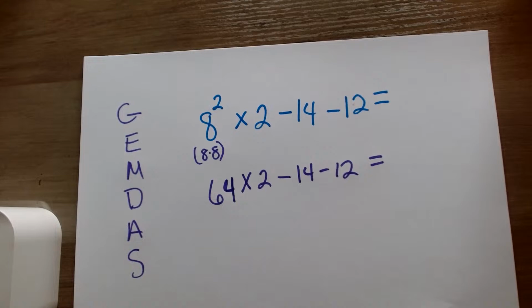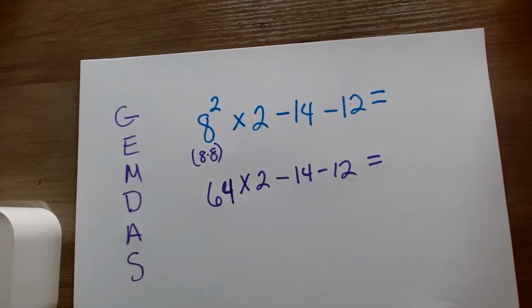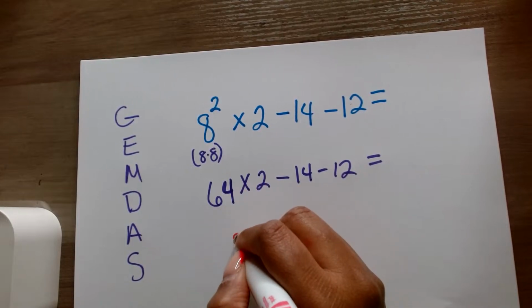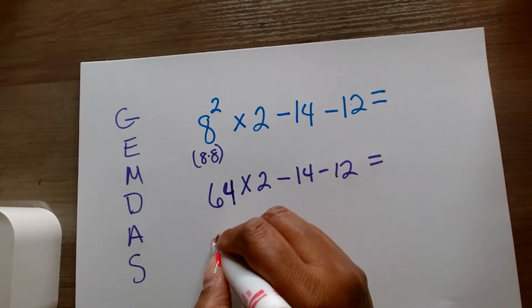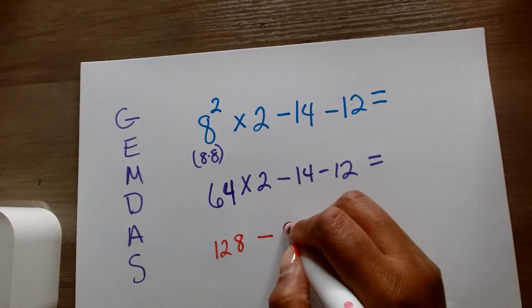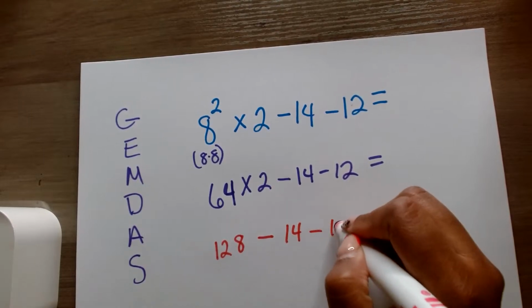So now we are at multiplying and division. We only have multiplication here. So we are going to do 64 times 2. So 4 times 2 is 8. 2 times 6 is 12. So we will get 128. And then we rewrite our minus 14 minus 12.